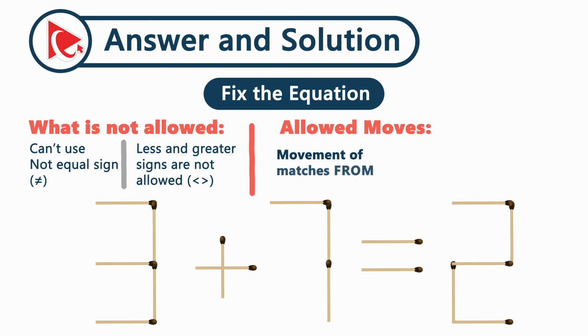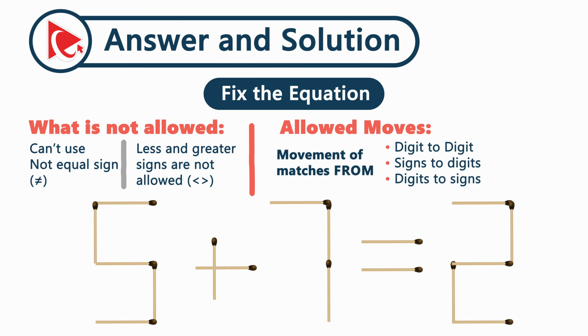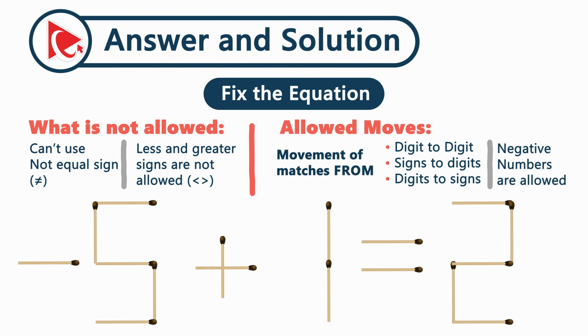Movement of matchsticks from one digit to another digit, from sign to digits, and from digits to sign. And if you're interested, negative numbers are also allowed. Did I mention that moving a matchstick from signs to signs is also allowed? So how do we actually solve it? It's so easy you would be surprised.